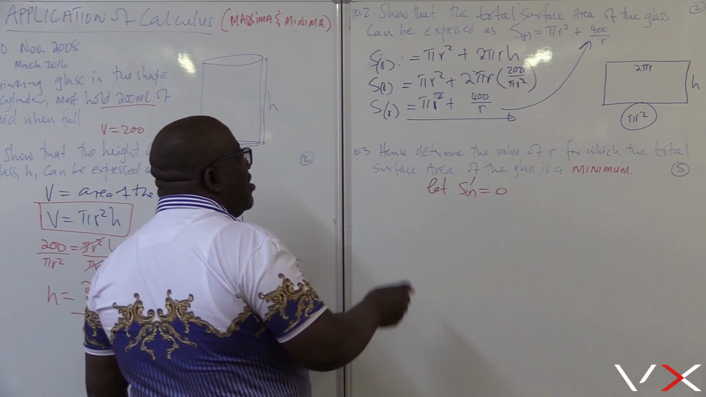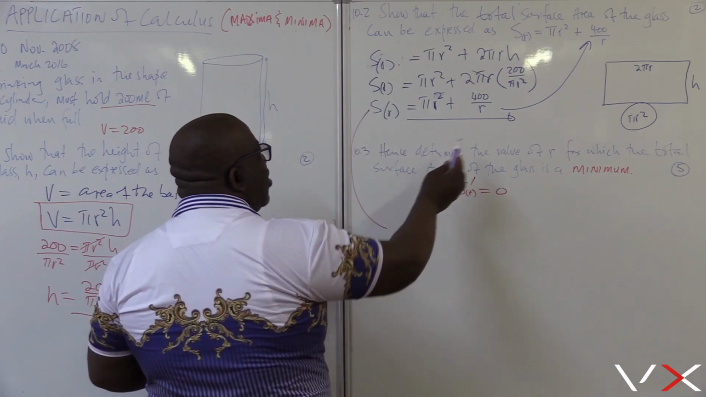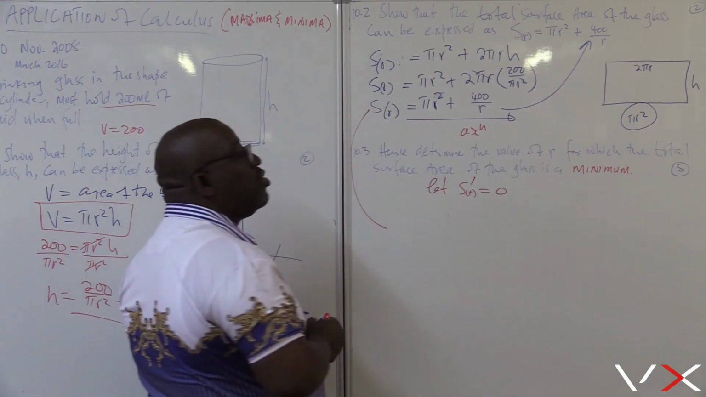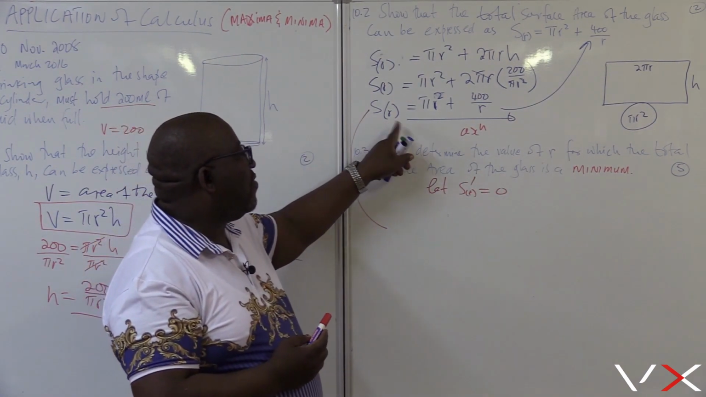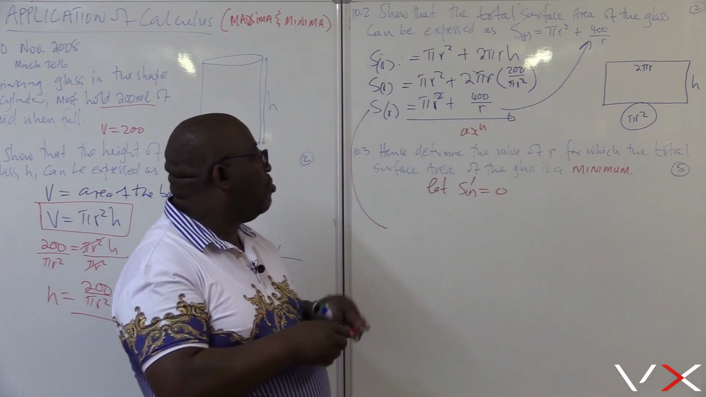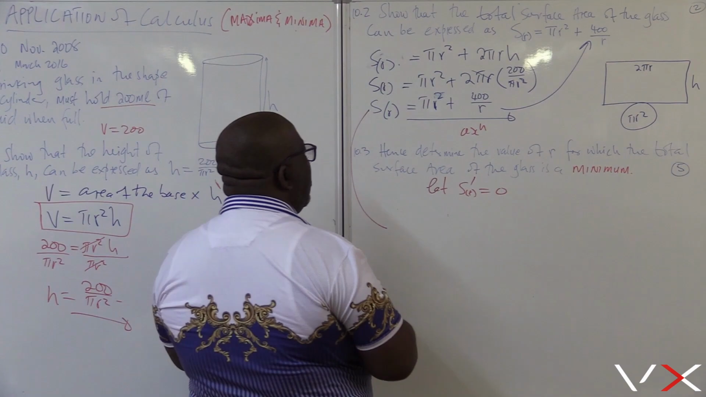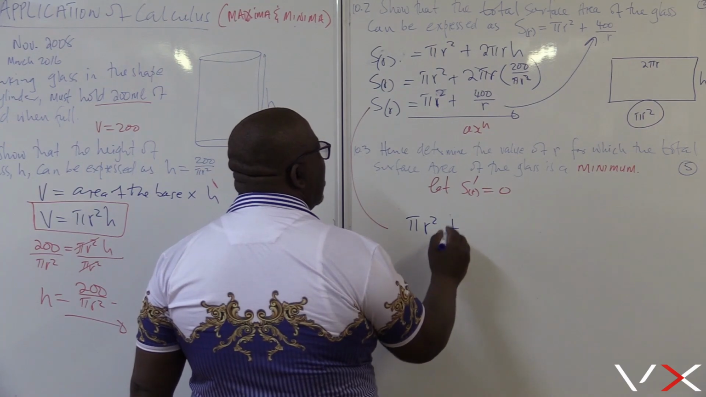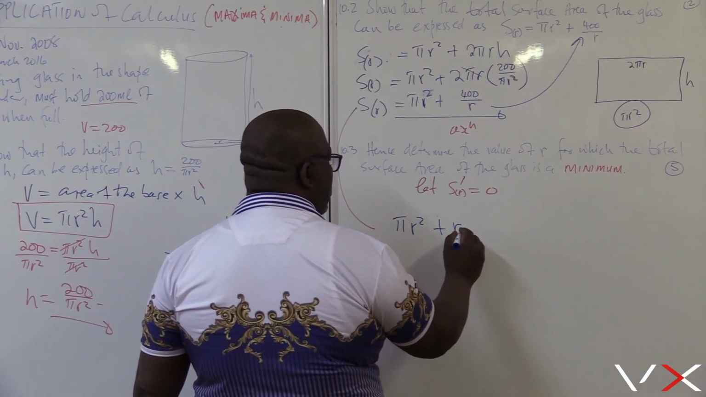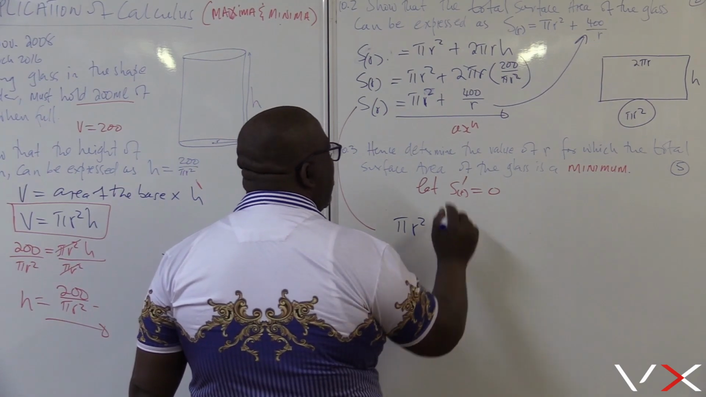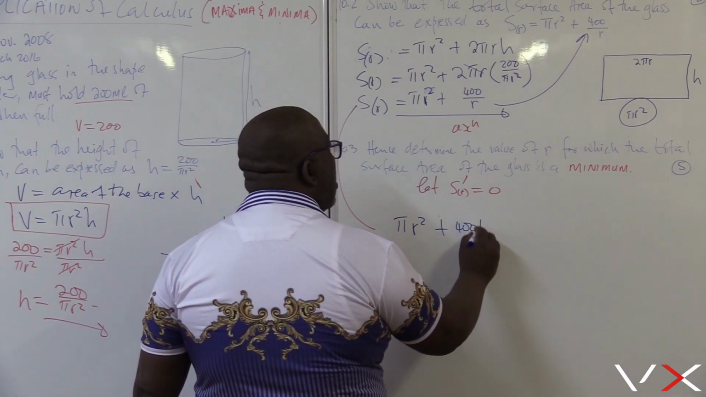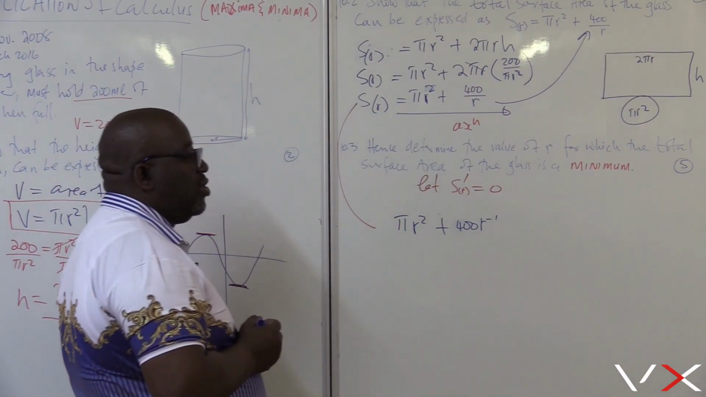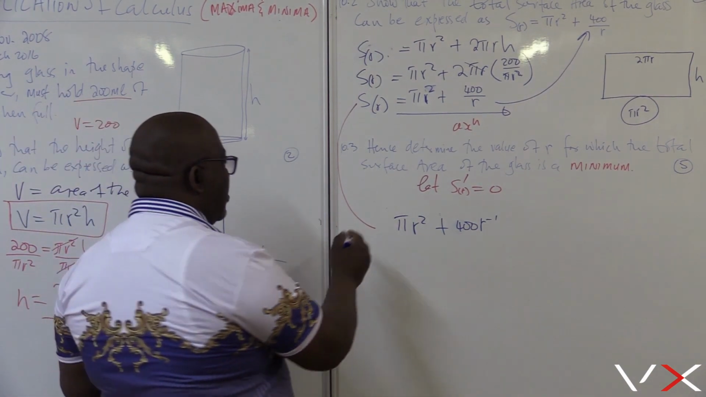Now, before I differentiate, let me take this here. Is this arranged in the form of ax to the power n? No, it is not arranged in that form, because we're doing it in terms of r in this particular case. So this must go on top. Let's arrange it first. This then will be equal to pi r squared plus 400 r to the power minus 1. This was r to the power 1, so when you take it on top, it becomes r to the power minus 1. This is our surface area.